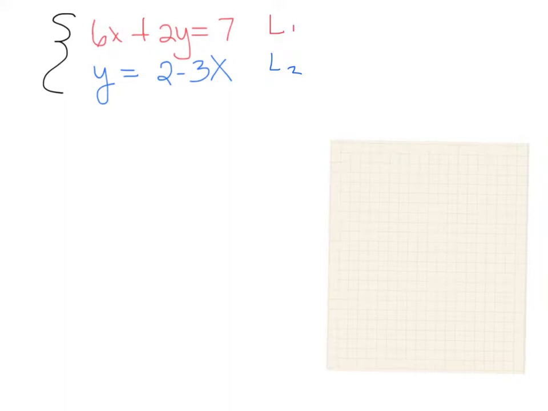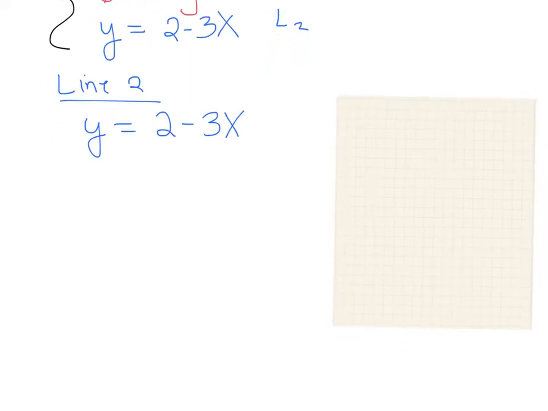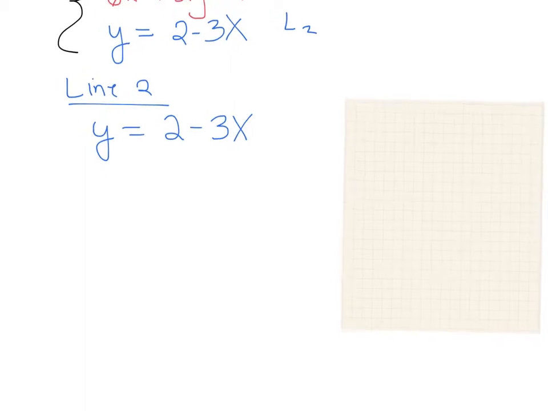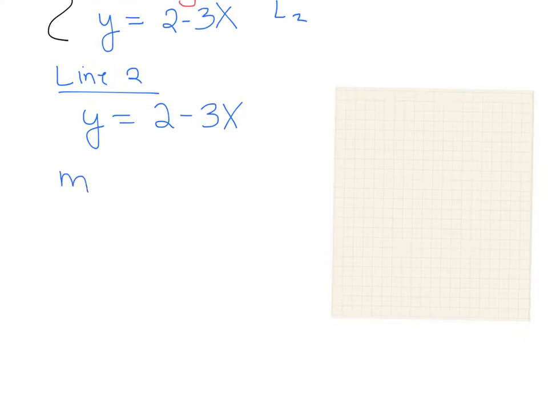I'm going to go ahead and start with line 2 just because this one's ready to go. Y equals 2 minus 3x. Well, that is already in slope-intercept form, which is an alternate method to graphing a line. So we know the slope and we know the y-intercept. The slope is the number in front of the variable, which is the coefficient. So we have -3, or -3 over 1.